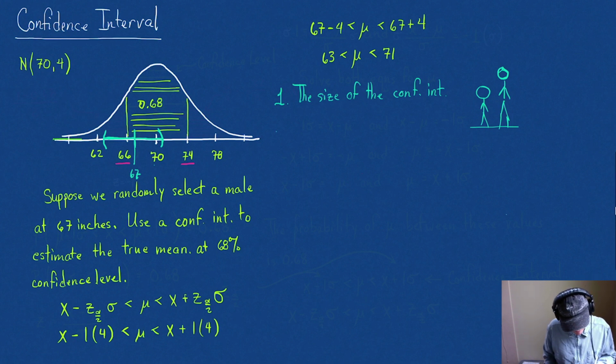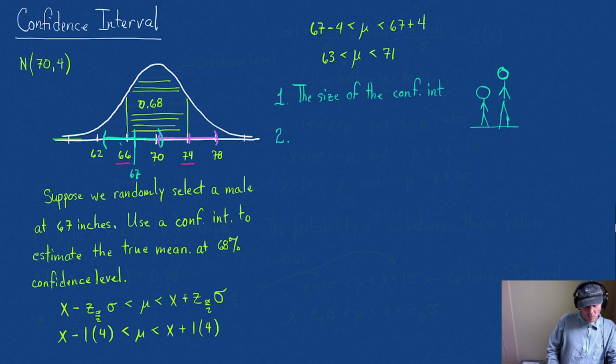Two, the other concern is, you know, I randomly selected a person that was 67 inches tall. Well, it's not unlikely that I would have selected a person that was maybe taller than this. For example, if I selected a person that was below 66 inches, then I wouldn't have gotten the mean. If I selected a person that was over 74 inches, just slightly above, then the mean would have been looking like maybe in a purple color. Then if I selected a person at 74, I would have just missed the mean.